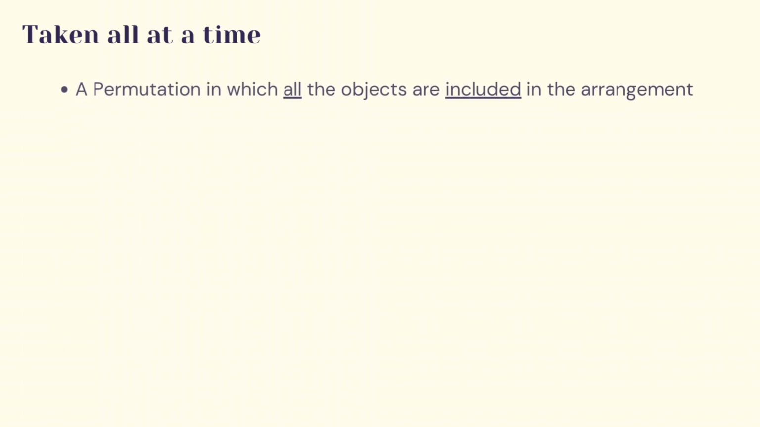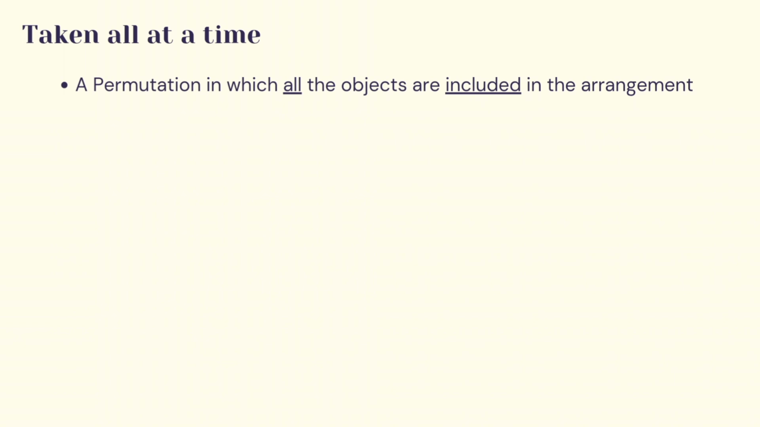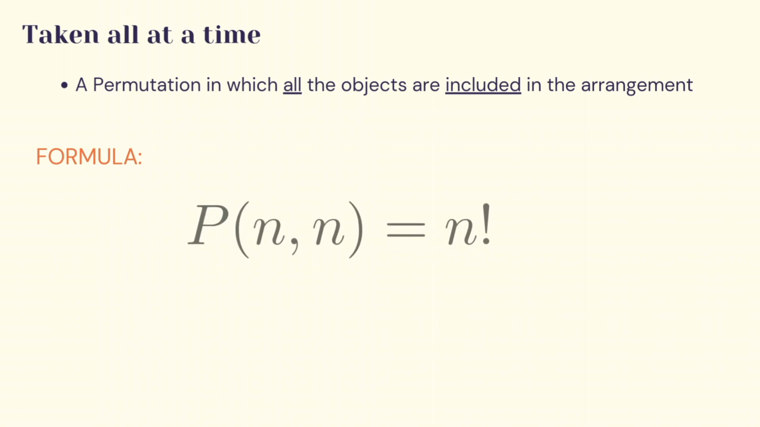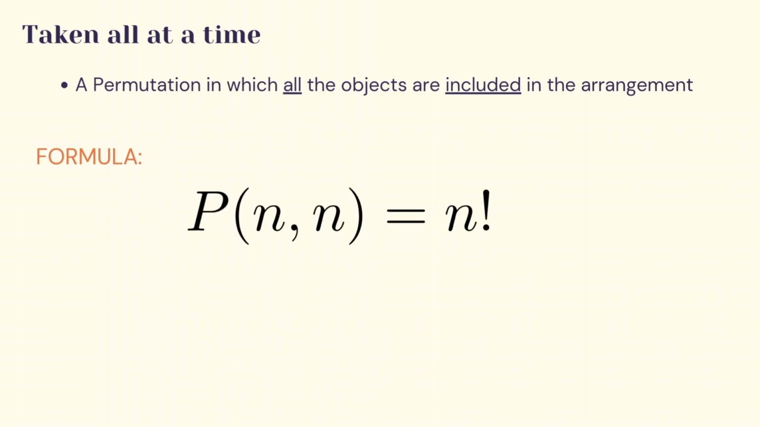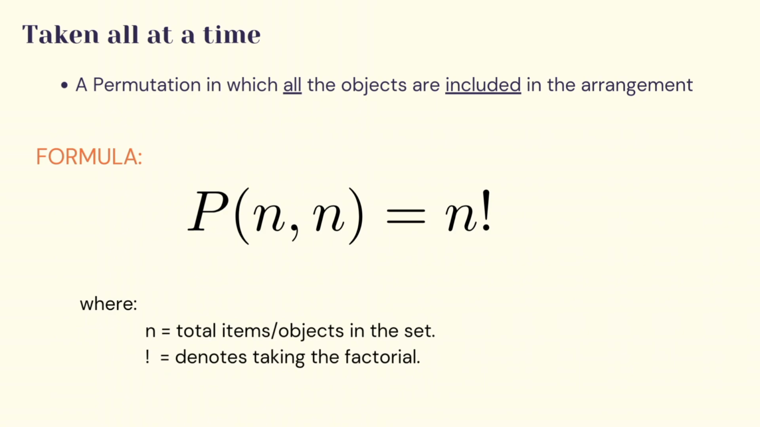Permutation of n objects taken all at a time is a type of permutation in which all objects are included in the arrangements. The formula for this type of permutation is P(n, n) equals n factorial, where n is the total items or objects in the set, and the exclamation mark denotes taking the factorial.